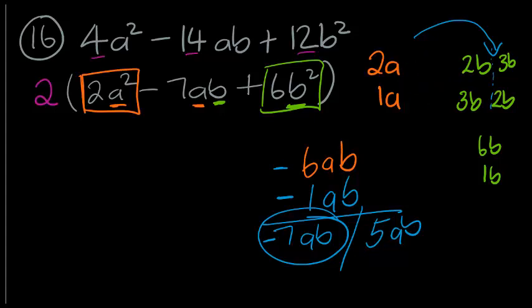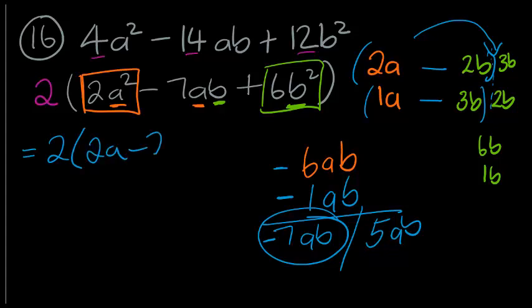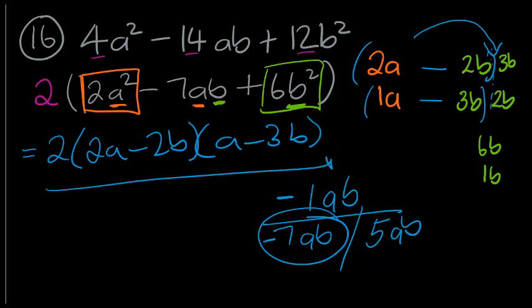So that means that this is going to be my two brackets. Now I've got minus on the top and I've got minus on the bottom. So my answer is going to end up being 2 times 2a minus 2b times a minus 3b. And that's your final answer.